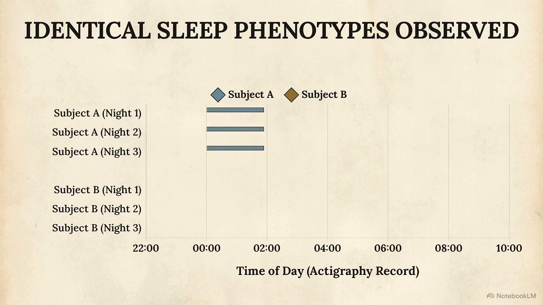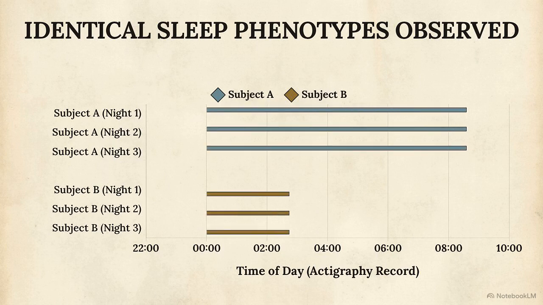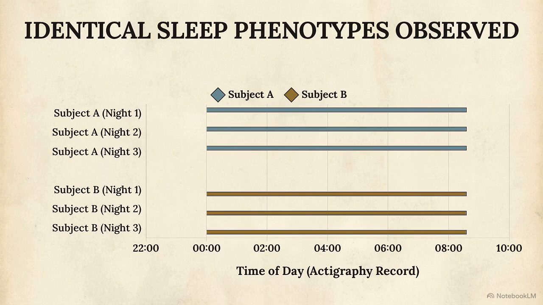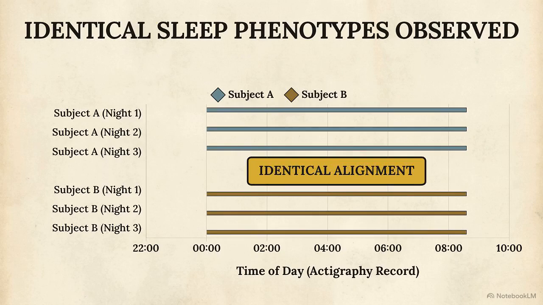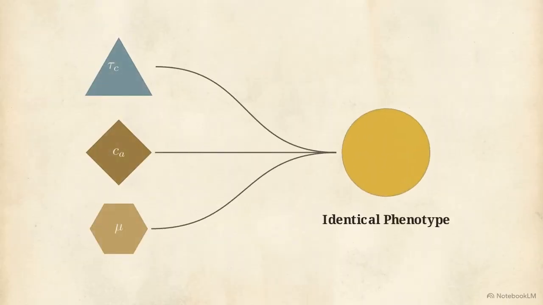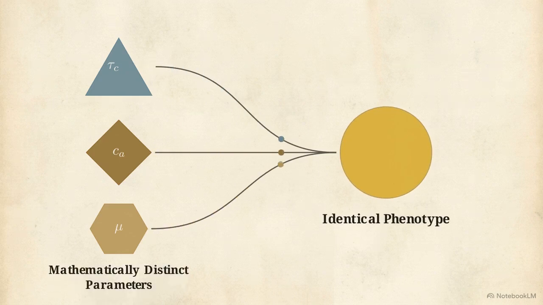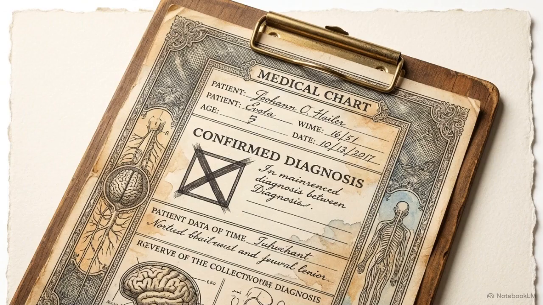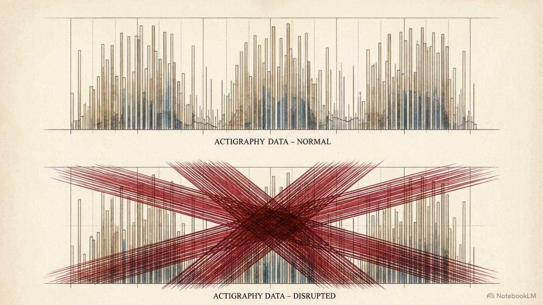This visualization shows actigraphy recordings from two different subjects. Side by side, their sleep onset and mid-sleep timing align perfectly. From a purely observational standpoint, they have the exact same sleep schedule. Systems biology describes this as phenotypic degeneracy, the principle that a single identical end-state behavior can be produced by a combination of mathematically distinct parameters. Because their underlying parameters differ, prescribing a single, standard clinical intervention based solely on their shared sleep schedule guarantees a mathematical failure for at least one of these two individuals.